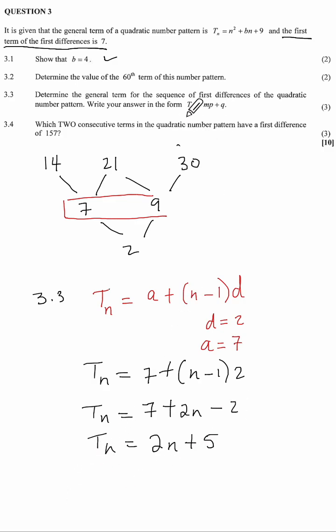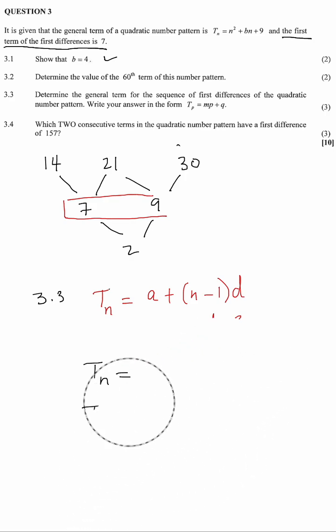So they want Tp, so let me change n to p. Nothing else changes there. So Tp is equal to 2p, because each n is becoming p, so Tn becomes Tp. 2n becomes 2p plus 5. That is the solution for 3.3. Okay, now let's remove this and make space for the next question.